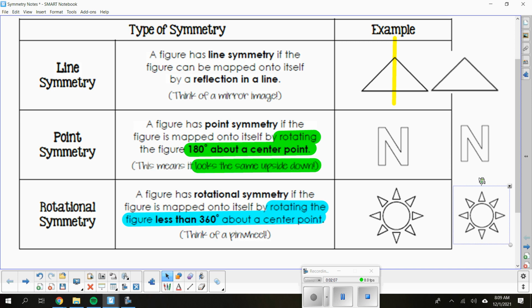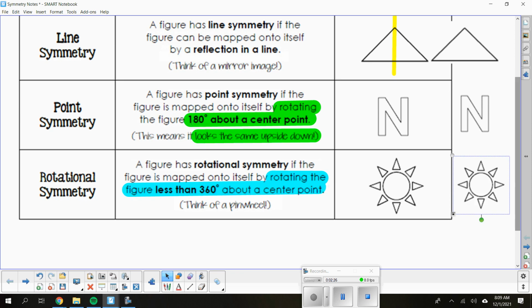And in fact, something to note is that if it has point symmetry, so if you can rotate it 180 degrees and it looks the same, it's automatically going to have rotational symmetry. Because I rotate this 180 degrees, and boom, my sun looks the exact same. So that is something that we could note here. That's a really important fact about our symmetries.